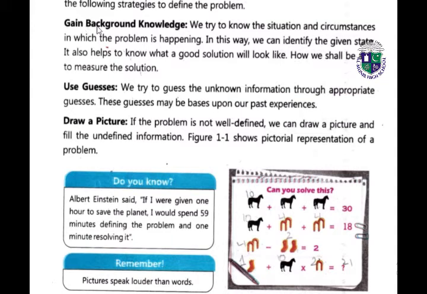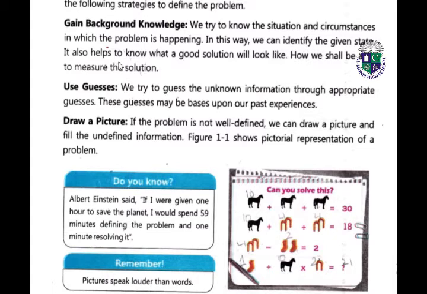Number 1, gain background knowledge. We try to know the situation and circumstances in which the problem is happening. What is the meaning of circumstances? That we will see the conditions and events in which the problem has developed and happened. In this way we can identify the given state.